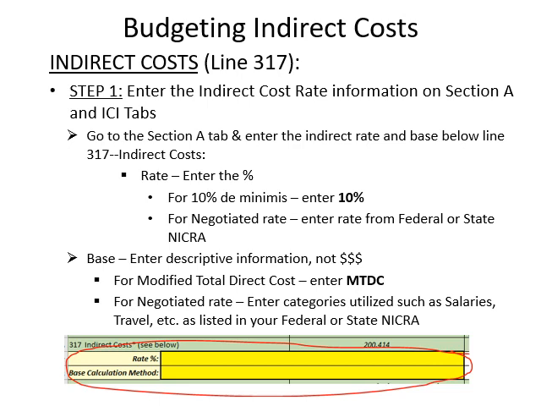So for the modified total direct cost, you would simply enter MTDC. For the negotiated rate, you would enter the categories utilized, such as salaries, travel, etc., as listed in your federal or state NICRA. One of the most common indirect bases for a negotiated rate would be salaries or salaries and fringe, something like that. So please describe clearly what base calculation method, what basis you are using, specifically if you have a negotiated rate. For the MTDC, it will always just be MTDC.